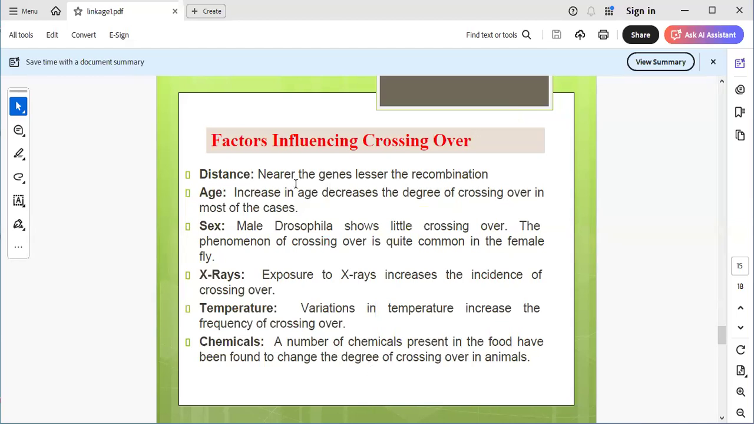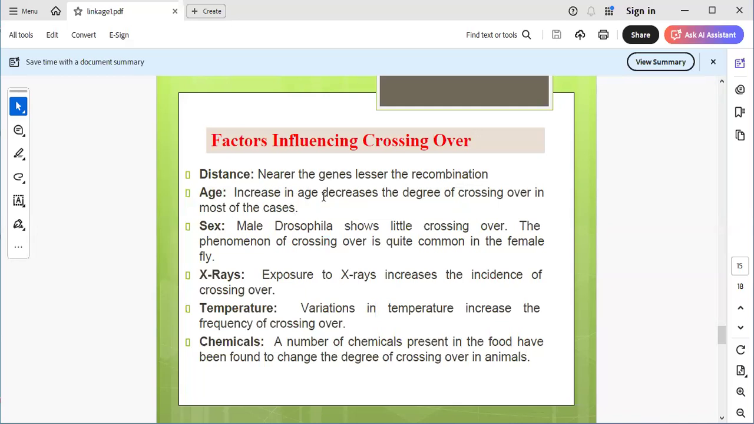The crossing over is influenced by distance between the genes, age, and gender or sex of the organism, and some mutants also, temperature and chemicals. So these are the various factors which increase the rate of crossing over, and sometimes prevent the crossing over also. If the crossing over rate increases, what happens? We get more recombinant types. So these are the factors influencing the crossing over.